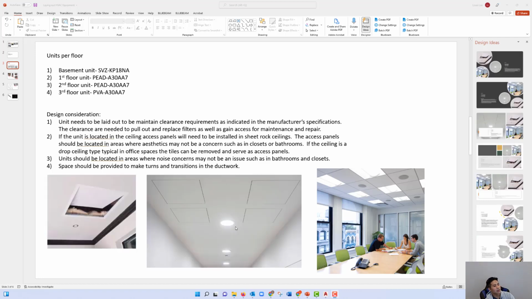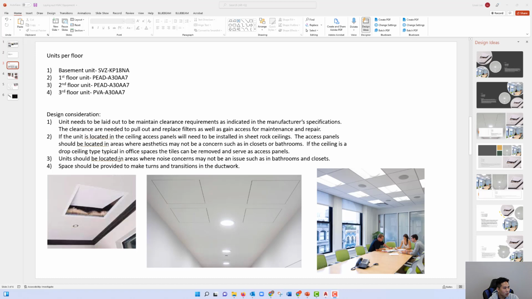And in the residential case, it is these types of access panels that will be needed if it's a sheetrock ceiling such as this. And as you can tell, it's noticeable, so generally the architects and the owners prefer to have these in places that are not typically visible, such as in closets, or maybe where they don't really care how it looks, such as a bathroom.